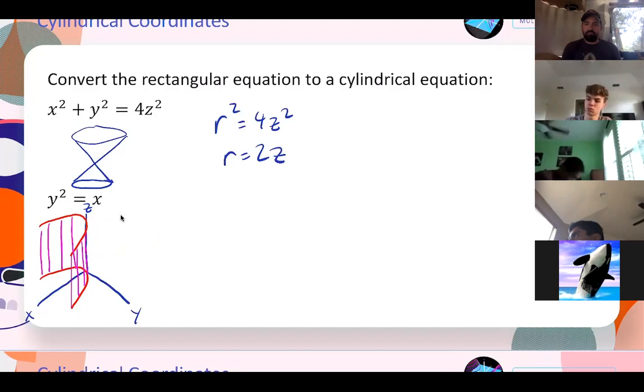So we're getting this parabolic shaped sheet going this way. Notice it doesn't have any circular parts. None of the cross sections are circles. That would be one hint that this isn't going to make it any simpler to deal with in cylindrical.